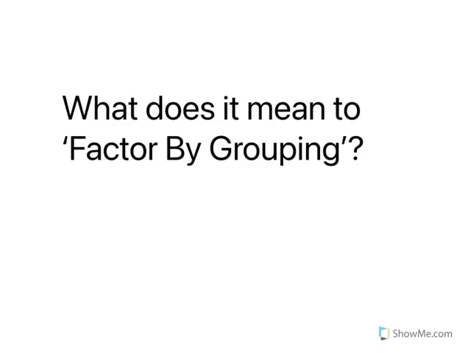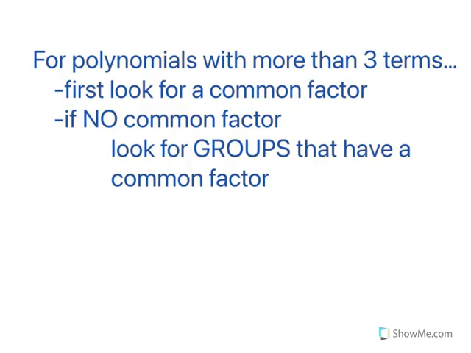What does it mean to factor by grouping? Now, generally when we factor, we think of trinomials or maybe a binomial, but factoring by grouping is really for larger polynomials. So if we have a polynomial that is more than 3 terms, as always, we first look for a common factor. Then, if there is no common factor, or after we've factored out a common factor, then we look for groups that have a common factor, and we go from there.